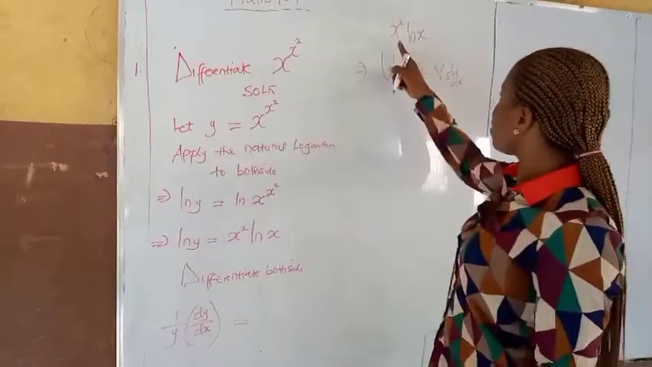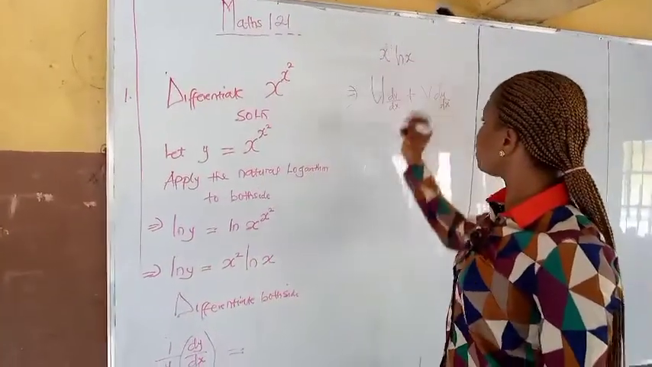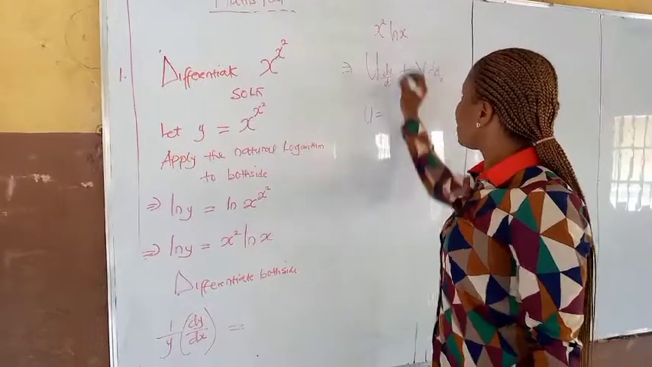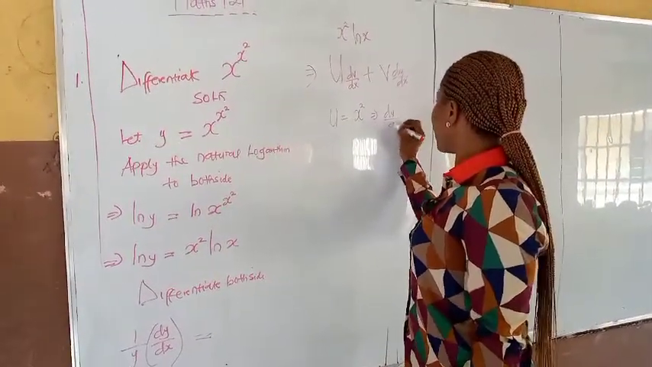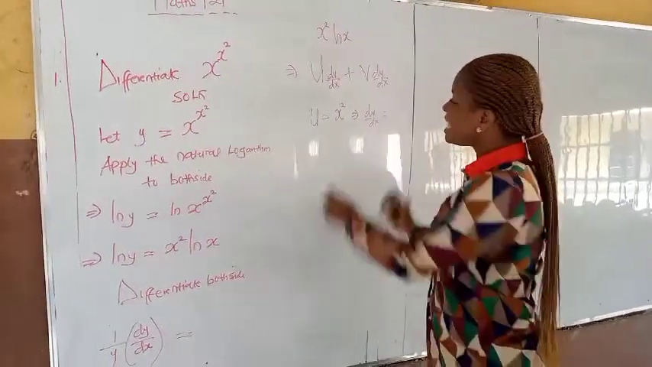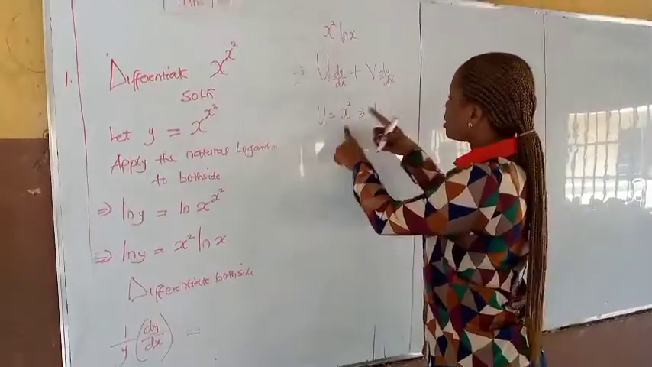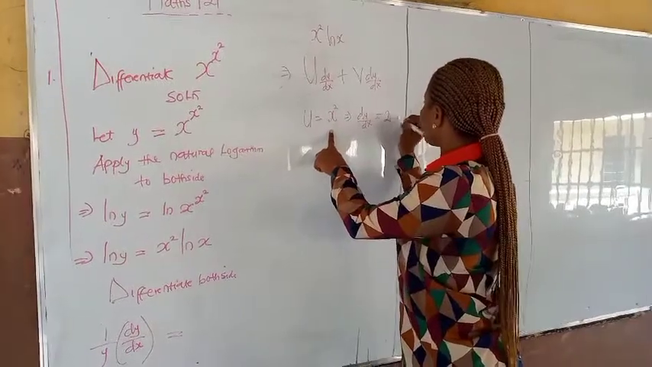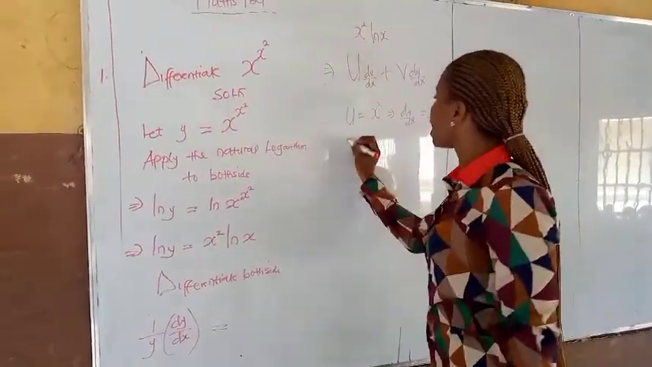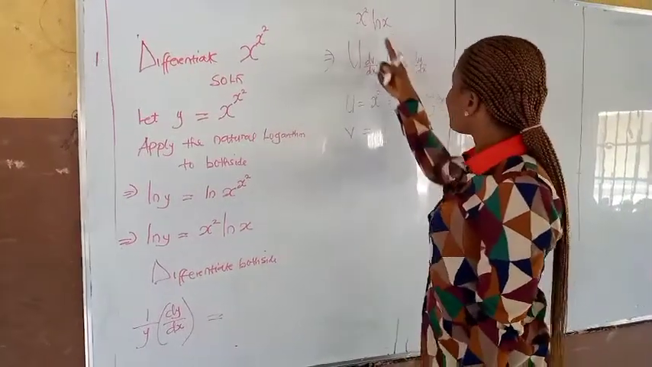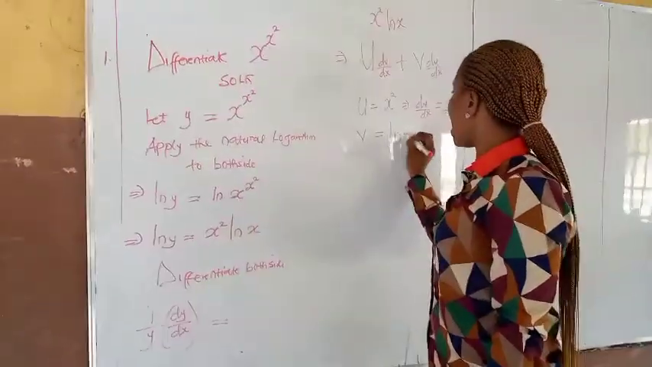So the first thing you have to do from this function: my u is x squared, so that my du/dx, applying the times and take formula, I'm going to multiply by the coefficient, which is 2, times x, subtract 1 from the power, and I'll be left with 2x. And my v is ln x.